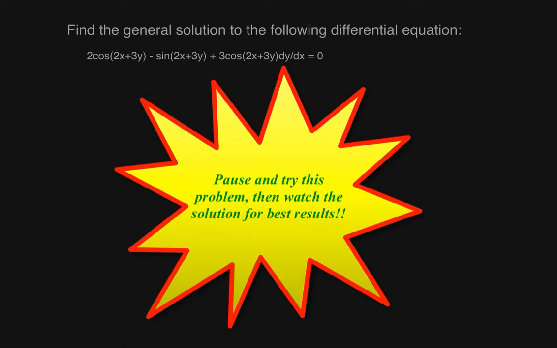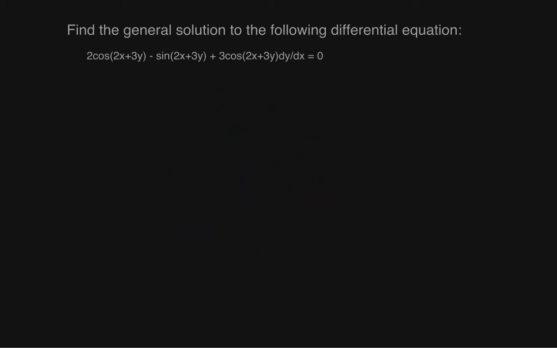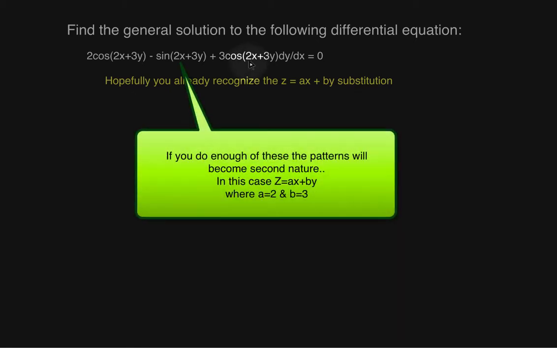Today we're going to be looking at this example of solving this first order differential equation. Right off the bat you should be able to recognize that there's an ax plus by pattern happening here. So that's probably the substitution that we're going to be doing. It's going to be 2 is your a and 3 is your b.